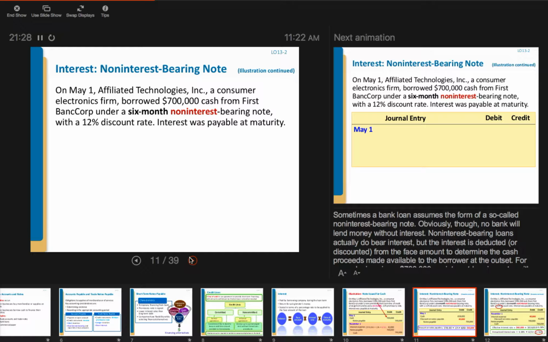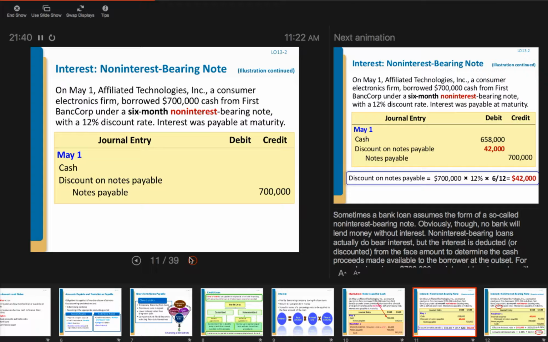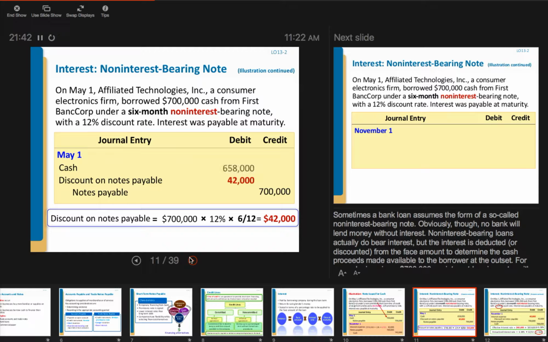May 1st, Affiliated Technologies Incorporated, consumer electronics firm, so similar facts here. The difference being that we have a non-interest-bearing note, which is kind of a misnomer because it doesn't mean that you're not paying interest. It just means that the interest that you're paying shows up in a different way.